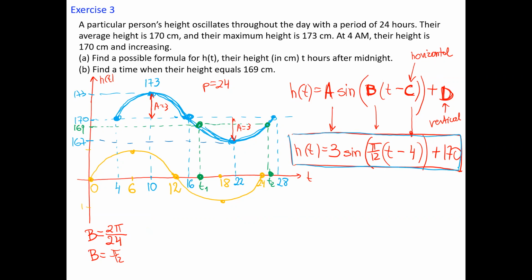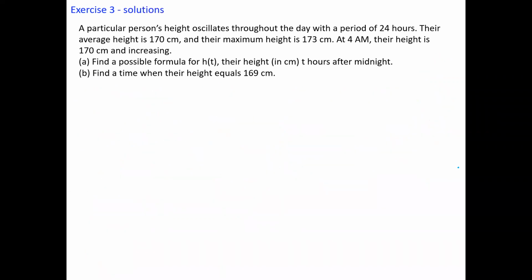Let's see if we can solve this equation. Not quadratic, a trigonometric equation. Okay, I will go to the next slide. I can use the green. The amplitude 3 sine pi over 12 (t minus 4) plus 170 equals 169. That's the trigonometric equation. Let's isolate the trigonometric function sine on one side.